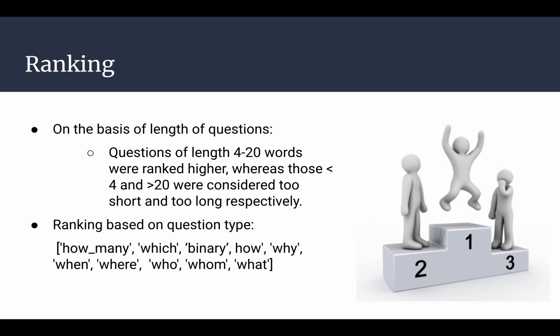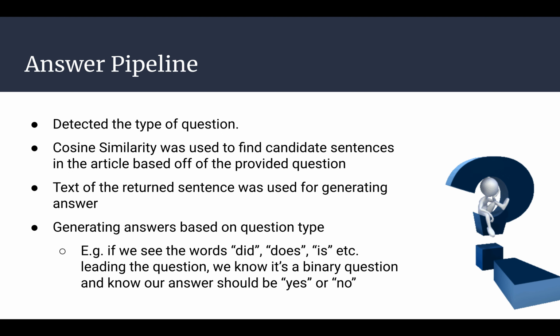We then rank on the basis of the length of the question, where we prefer questions in the 4 to 20 word range. If we run out of questions in that range, we then prefer shorter questions, and then lastly longer questions. We then rank based on the question type, where we prefer questions that do not require NER tags because we had difficulties with our NER tags.